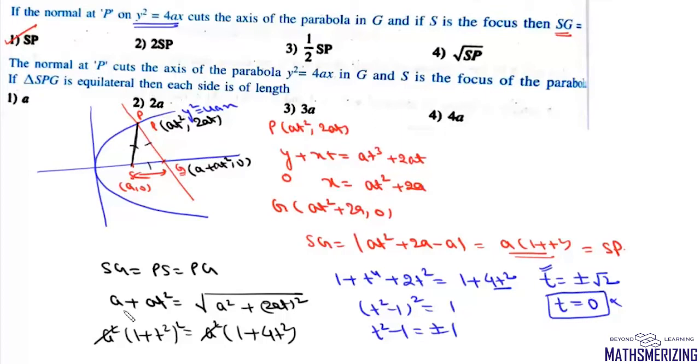So now we need to find the length of this equilateral triangle. So we know that the length of the equilateral triangle is a plus at squared, a(1 plus t squared). What's t squared? t squared in this case is 2, which gives simply 3a. So the length of the side of the equilateral triangle is simply 3a.